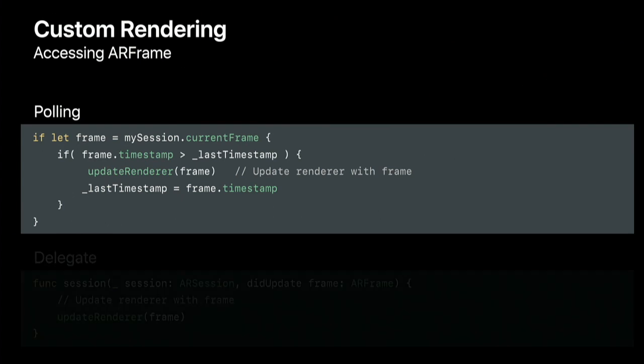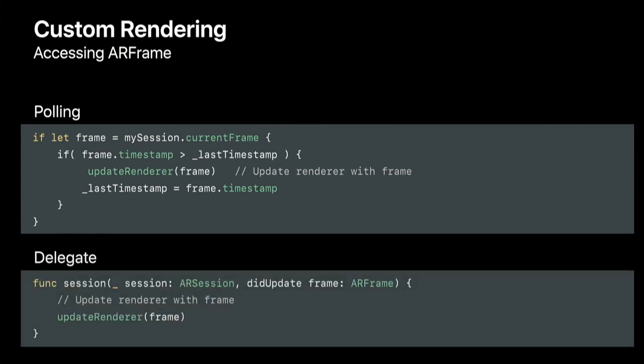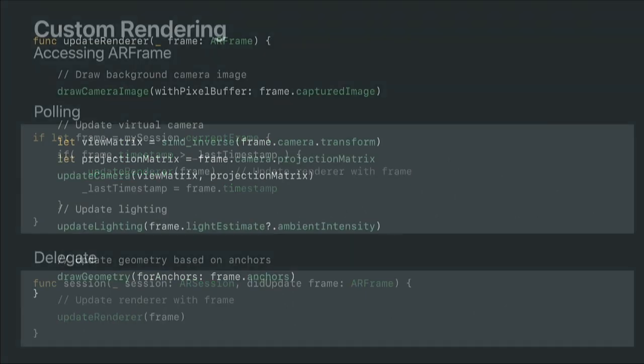An alternative is to use our session delegate, which provides you with session did update frame every time a new frame has been calculated. In that case, you can just simply take it and then update your rendering. By default, this is called on the main thread, but you can also provide your own dispatch queue, which we'll use to call this method. So let's look into what update rendering contains.